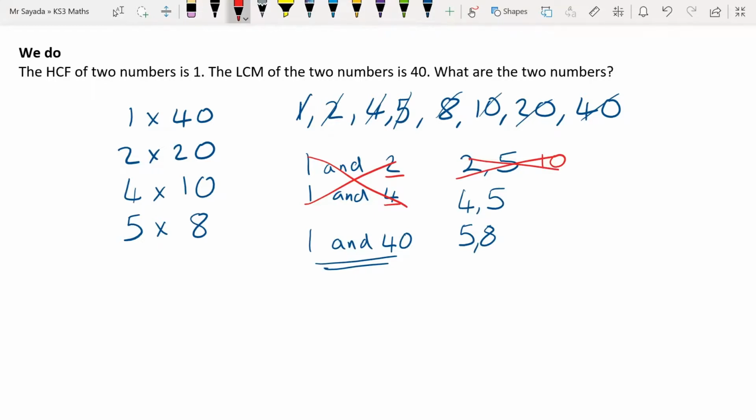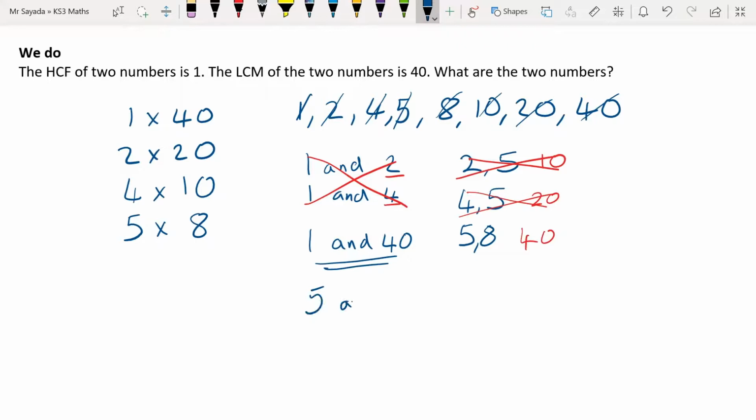You should have worked out that the lowest common multiple of 4 and 5 is 20. So it's not that. And finally, could you work out the lowest common multiple of 5 and 8? Pause the video while you do that. You should have got that the lowest common multiple of 5 and 8 is 40. So therefore, our other answer is 5 and 8.